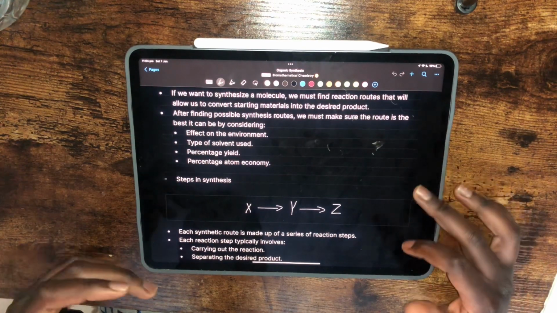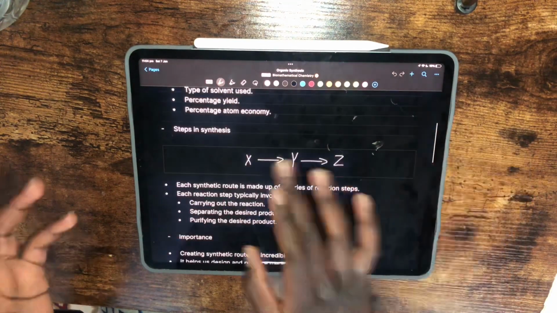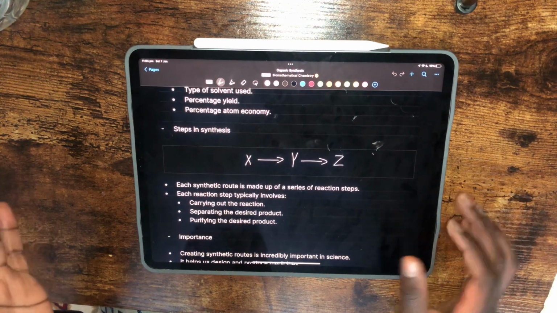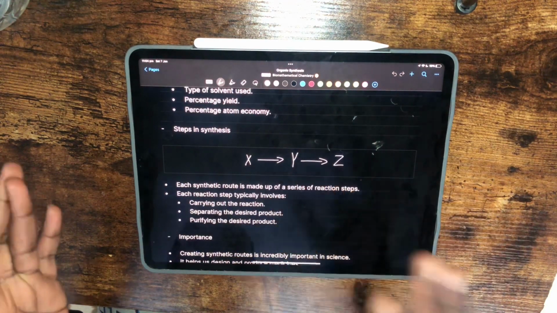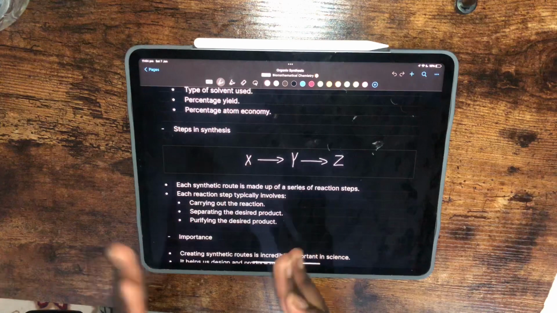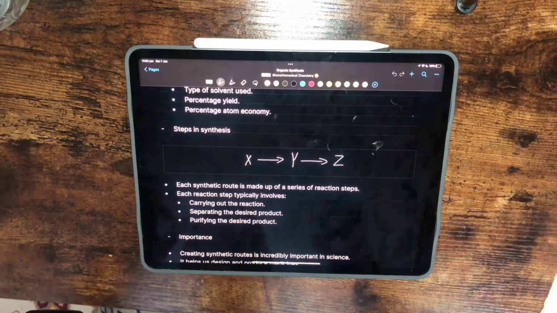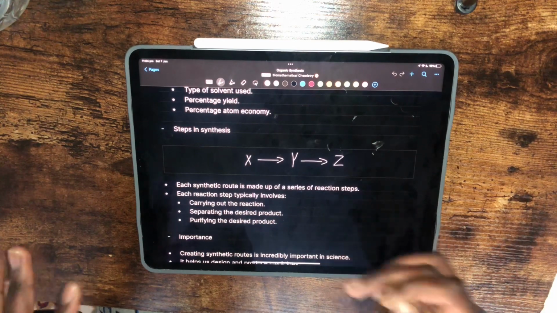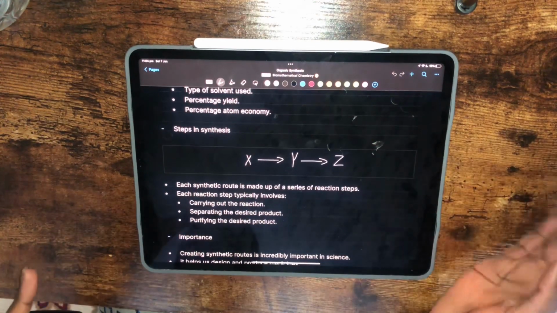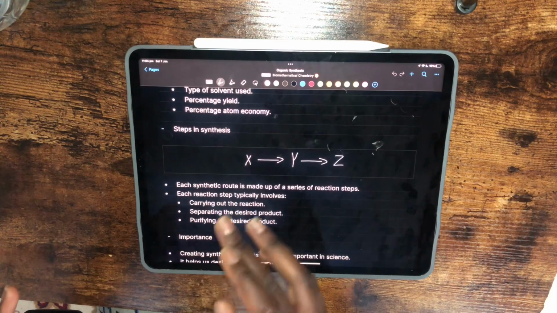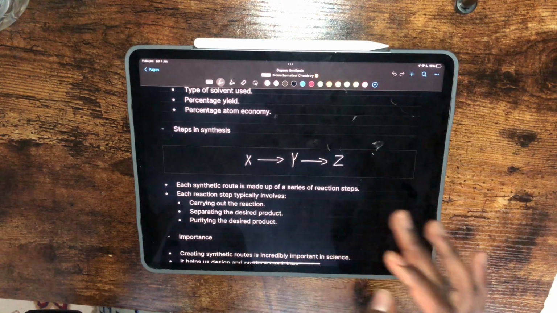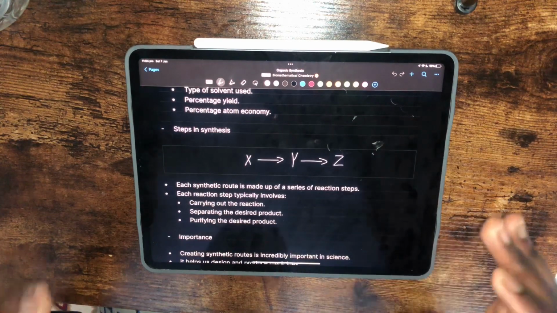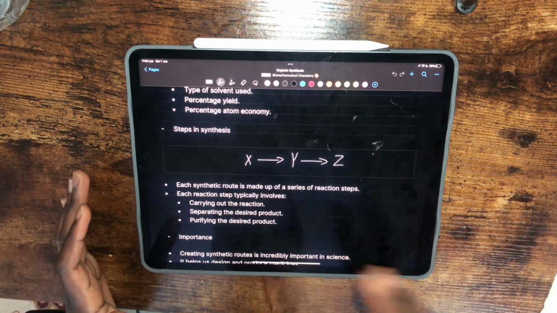So, synthesis in steps. I've got a little X to Y to Z here. For example, if we could skip out the Y process, ideally we want to make our reactions as short as possible. So if this reaction is going from X to Y to Z, we have to think about ways: is there another reaction that would go from X to Z?